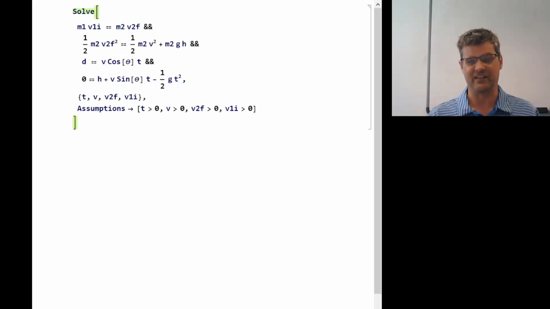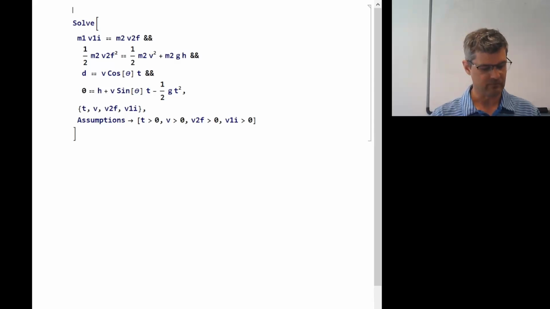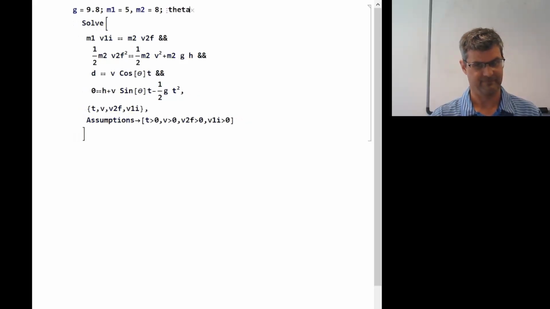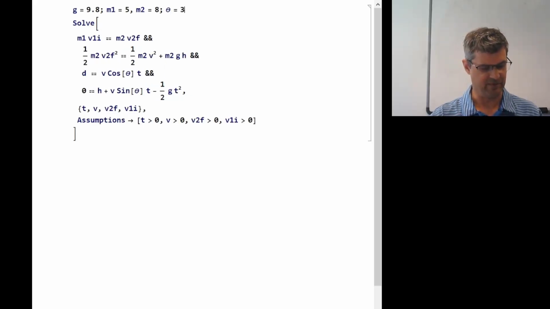So now I just need to tell what were the details of our problem. I want g equal to 9.8 because that's what I used. M1 was equal to 5. M2 was equal to 8. Theta is equal to 30 degrees.